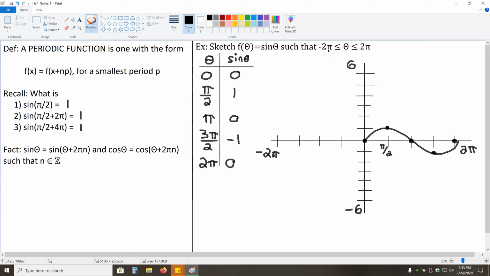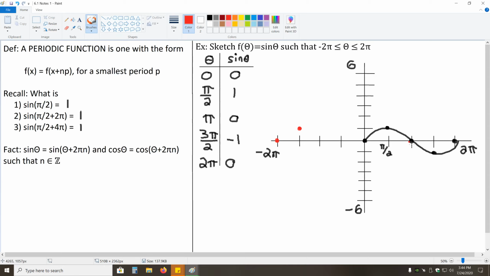But remember, we wanted the graph from -2 pi to 2 pi. So how can we get that using this? Well, remember that we said that sine is a periodic function and it repeats every distance of 2 pi that you set, which means if we were to take this point right here and move it 2 pi to the left, we would get the exact same y value. The same thing is true of this point. If we move it 2 pi to the left, so half a pi, pi, 3 pi over 2, 2 pi, it has the same y value.